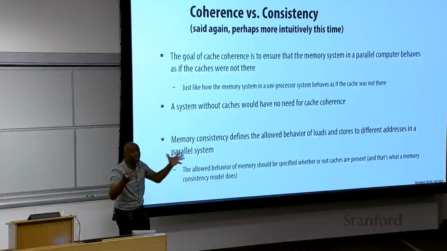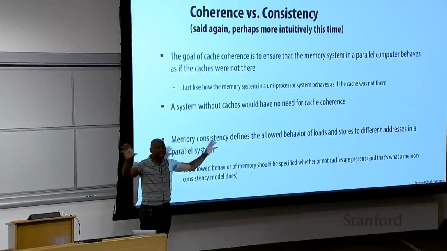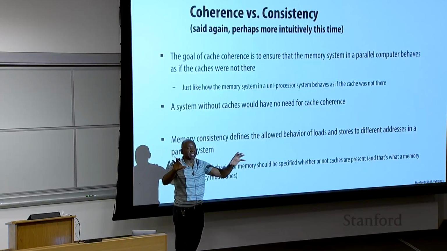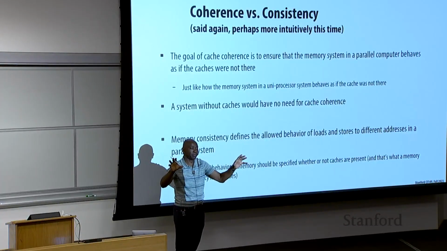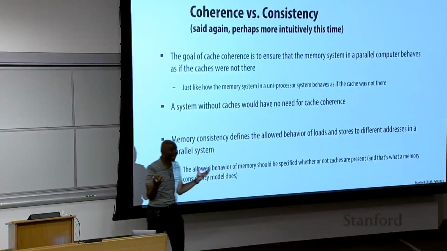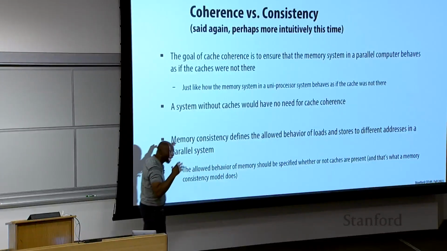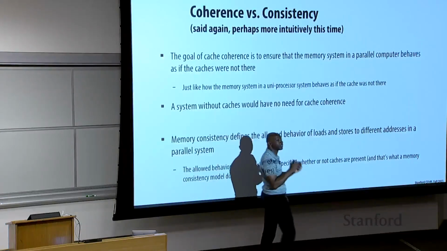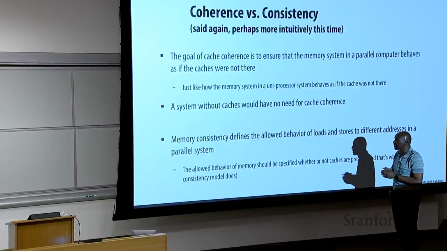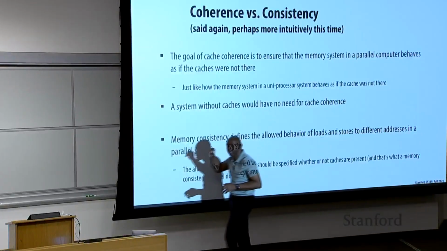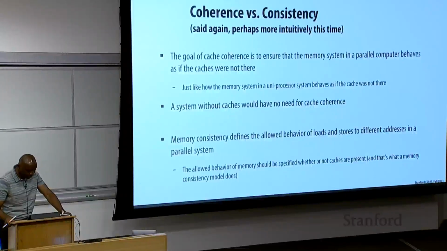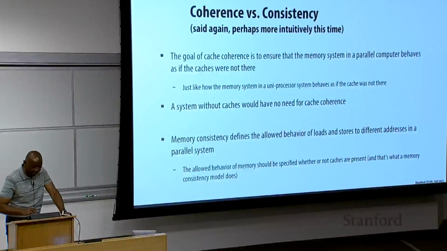Said slightly differently, the goal of coherence is to ensure the memory system behaves as if the caches weren't there. Any system that has caches needs to be coherent; it's fundamental. You don't want to work with a system that's not cache coherent. But even if you had a system without caches, you would still need a memory consistency model, because we need to define the allowed behavior of the memory system whether or not there are caches in the system.